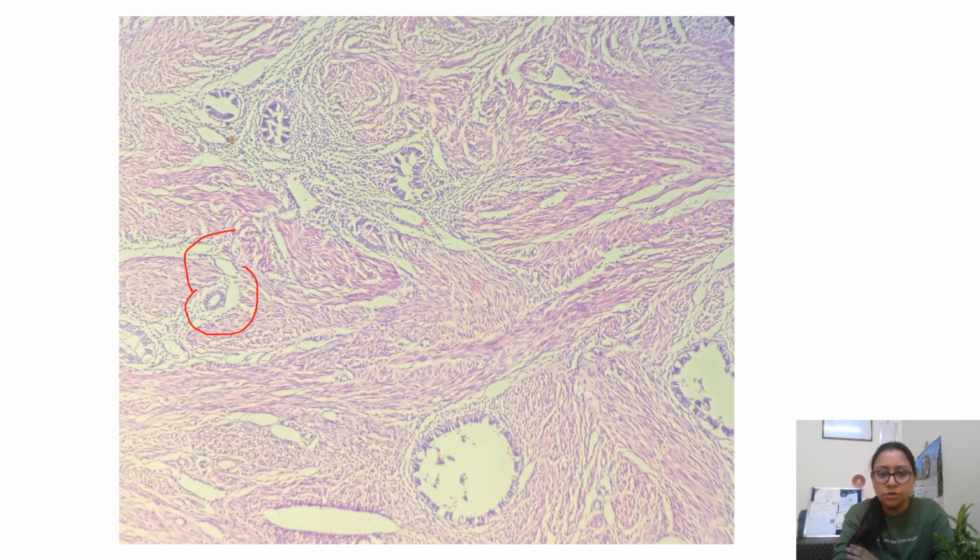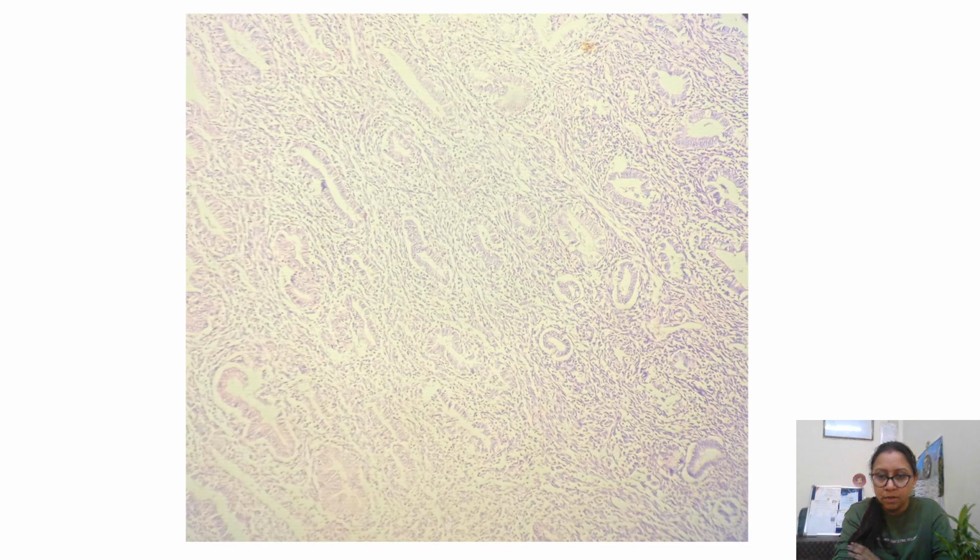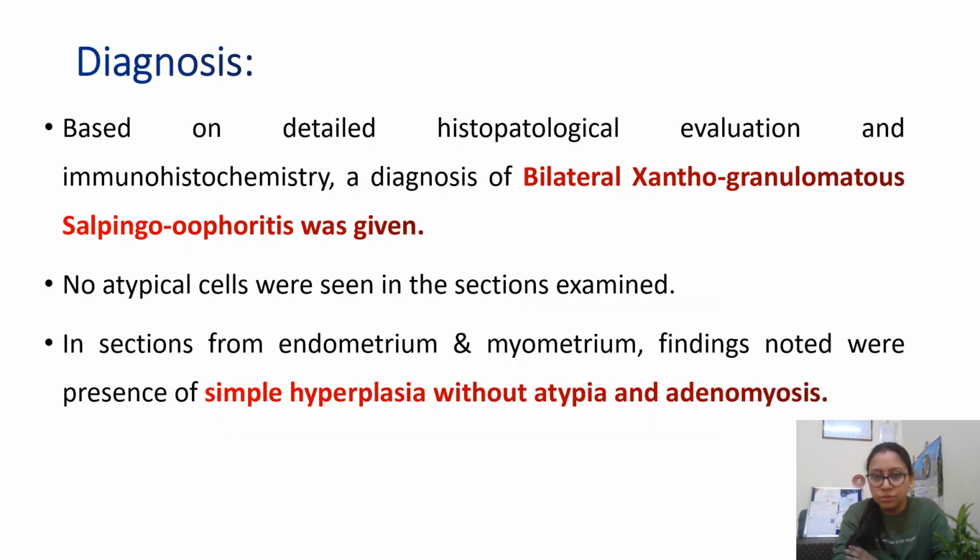So we can see endometrial glands embedded in the myometrium. So this is adenomyosis. Here we are seeing increased endometrial glands. So this simple hyperplasia was seen. So basically, based on our detailed histological evaluation and immunohistochemistry, a diagnosis of bilateral xanthogranulomatous salpingo-oophoritis was given.